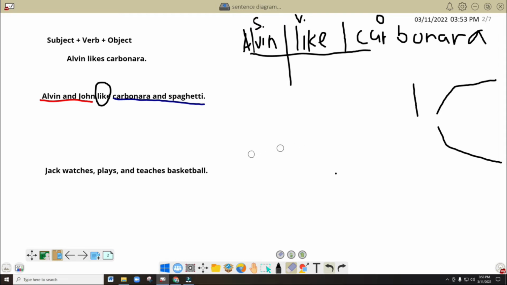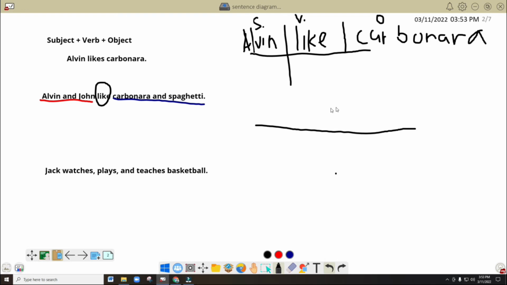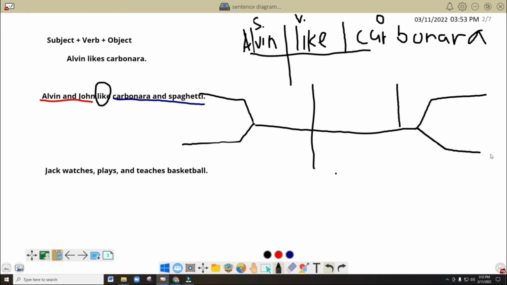So again, you begin with our pattern, like this diagram. Straight, although it's not straight. Then divide it there. Then we put a line here, since we got an object. Now Alvin and John, then carbonara and spaghetti.